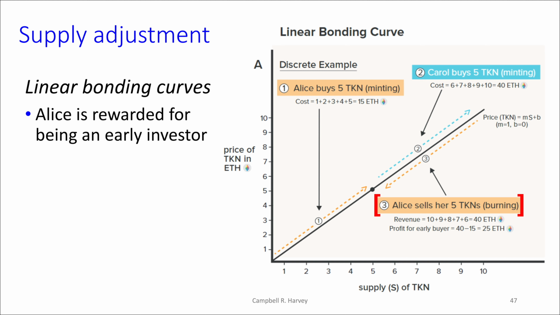Okay, so think about what's happened to Alice as she is the first one in. She actually paid 15 for the 5 and was able to sell. Again, this is completely algorithmic. There's no broker or anything like that here. So the revenue from the sale is 40, and what she paid was 15. Given that she was the early investor, she makes a profit here of 25 Ether. So this is just an example of a linear bonding curve.